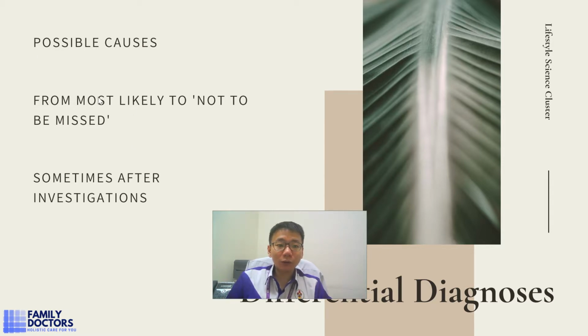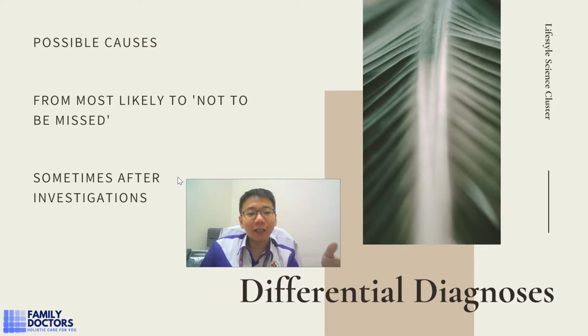So some doctors would like to list it down from the most likely, most probable diagnosis downwards to the diagnosis that is not to be missed. This is according to our family doctor's principle using John Murtagh's approach to patients. And differential diagnosis, sometimes we only get after we have some basic investigation. So it depends on the doctor himself. They want it to be after physical examination or after investigation. Some doctors may even have a differential diagnosis from the history alone.